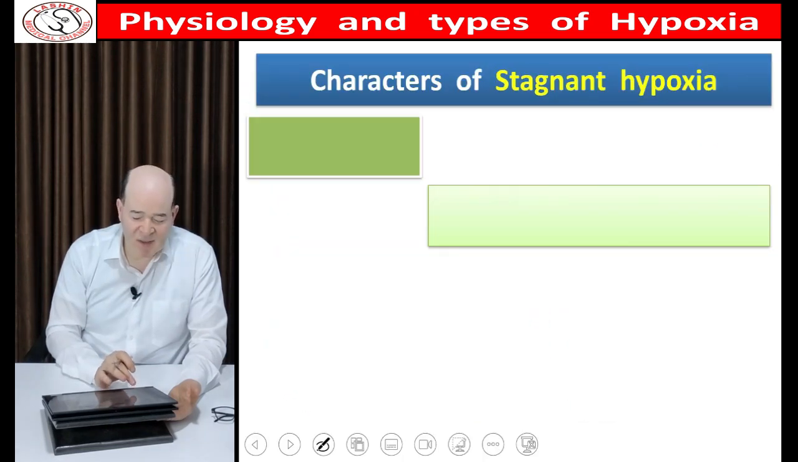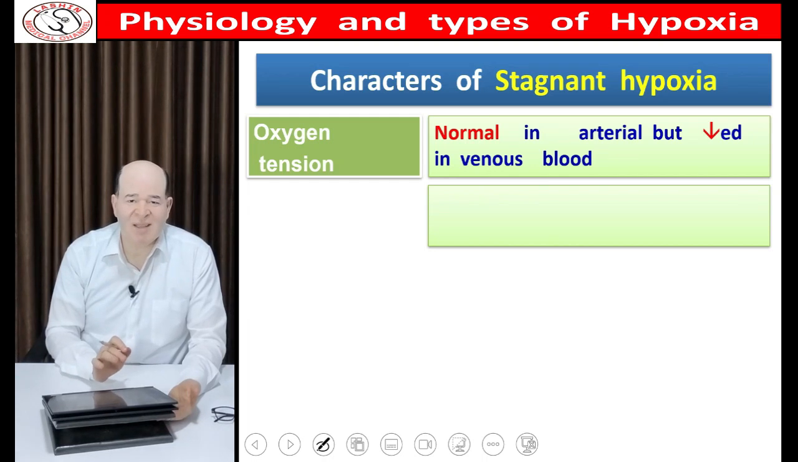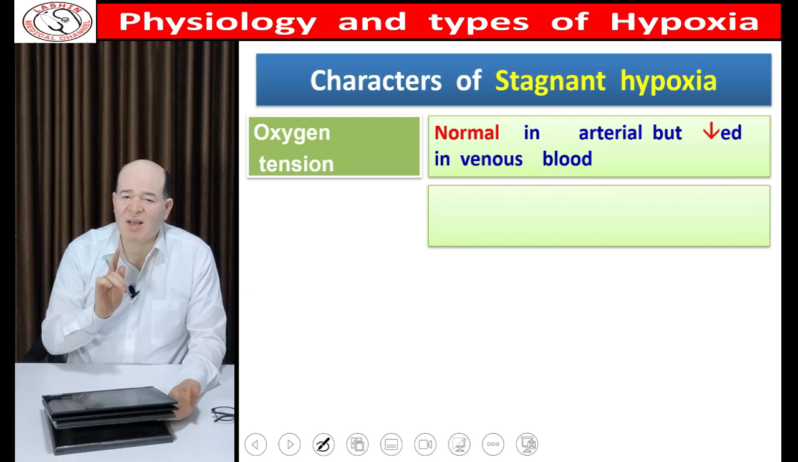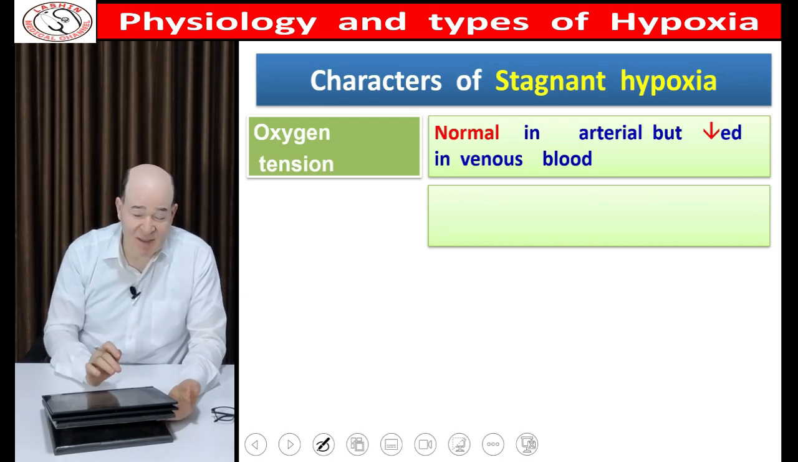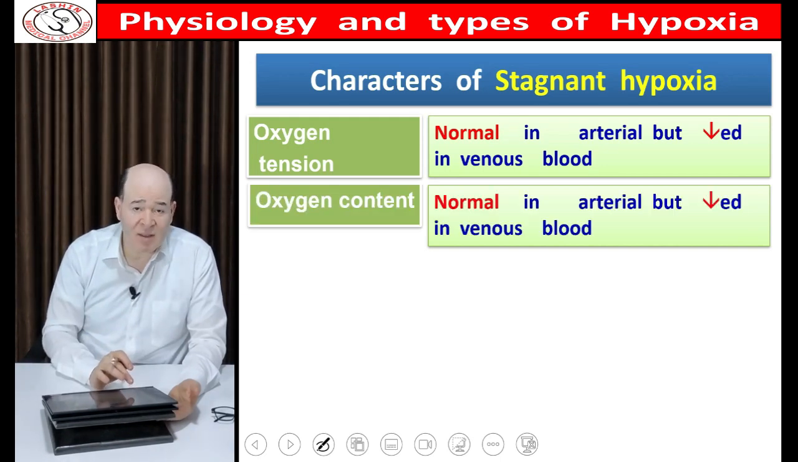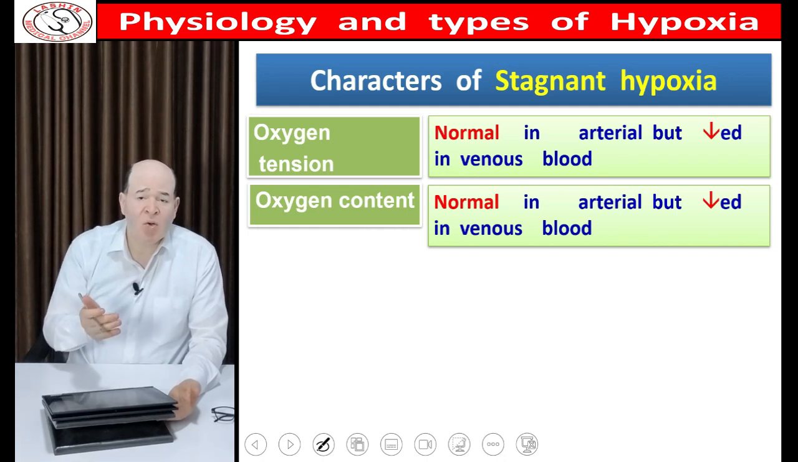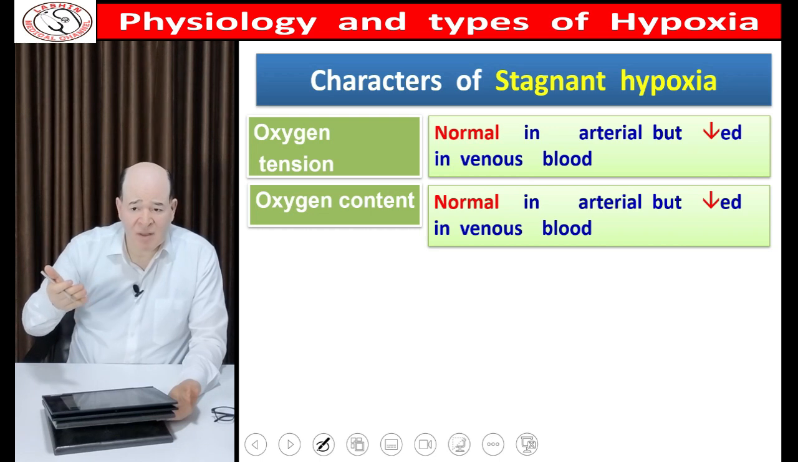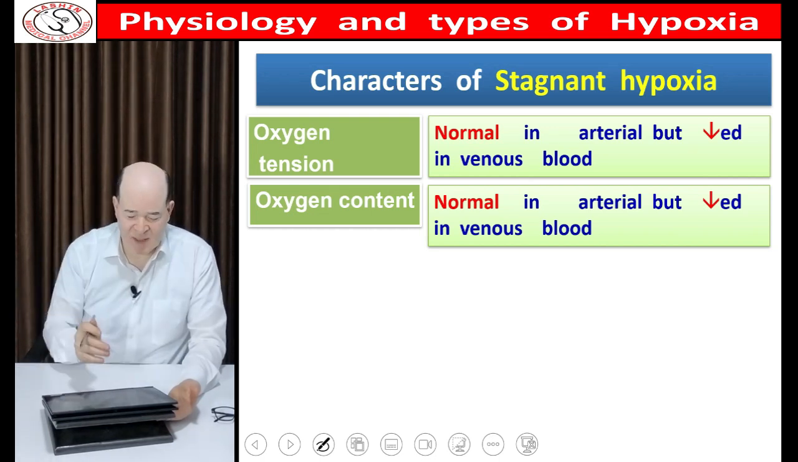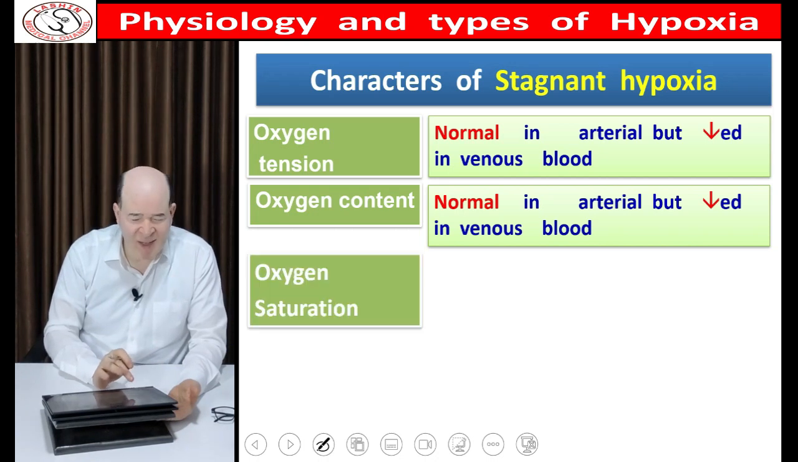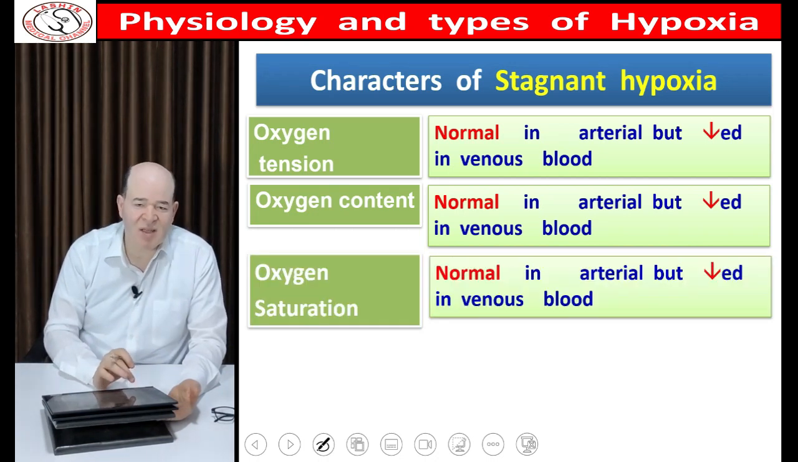What about the characters of stagnant hypoxia? First, the oxygen tension. It is normal in arterial blood. It is normal in all types of hypoxia except hypoxic hypoxia, and it is decreased in the venous blood. Regarding oxygen content, it is normal. No problem in oxygen carriage. The process of transport is a problem, not the process of loading itself. So the oxygen content is normal, and by consequence, saturation is normal.